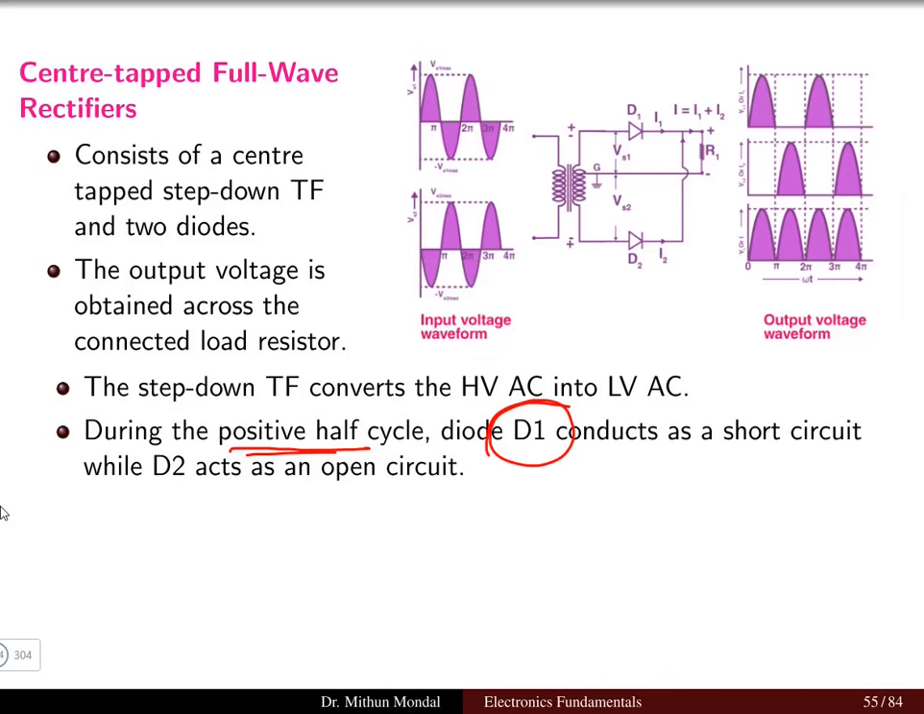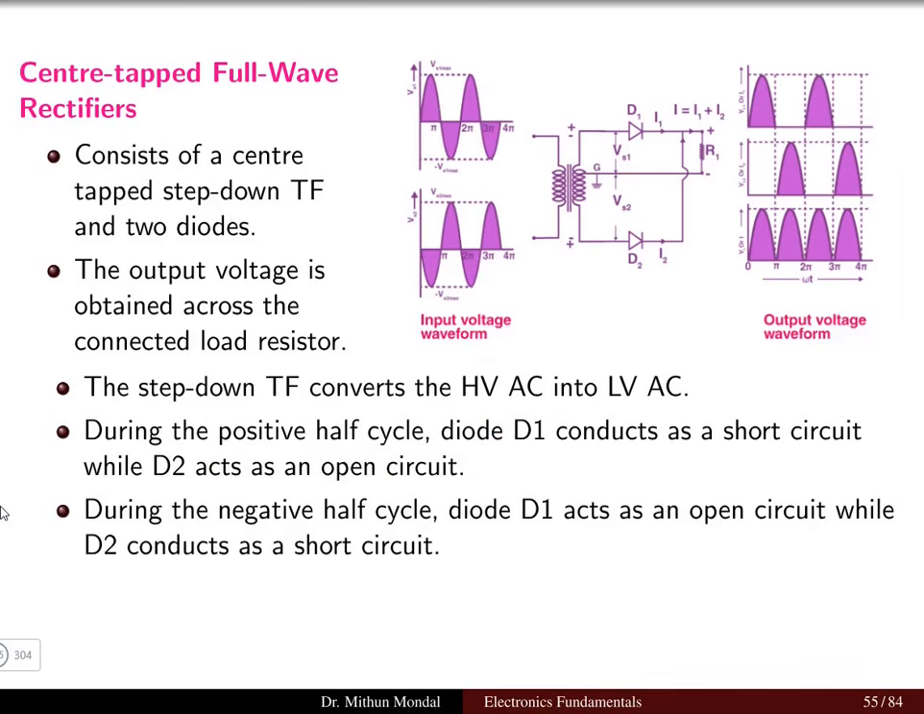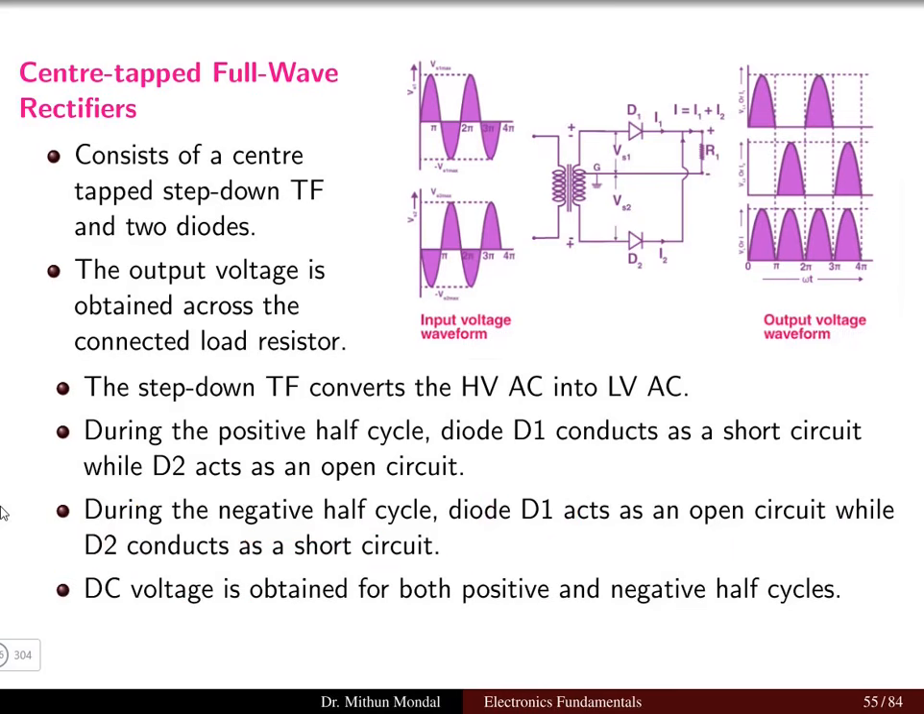D1 will act as a short circuit, and D2 will act as an open circuit. So in the negative half cycle, the reverse process will occur. D1 will become an open circuit and D2 will become a short circuit, and hence we will be getting both half cycles. So DC voltage is obtained for both the positive and the negative half cycle. Here, with the use of the two diodes, we are able to rectify both the positive and negative half cycles.